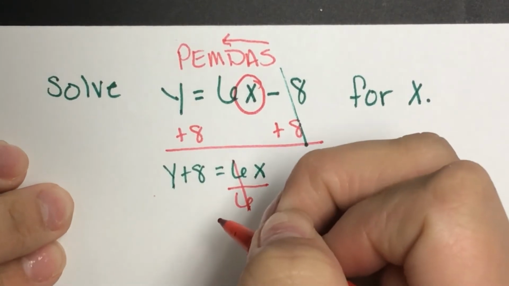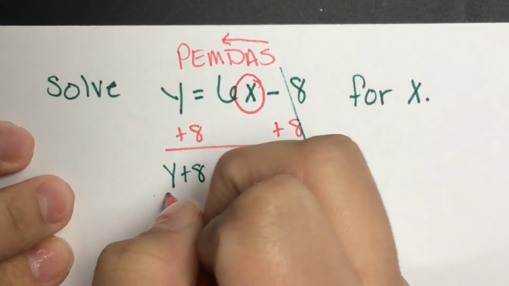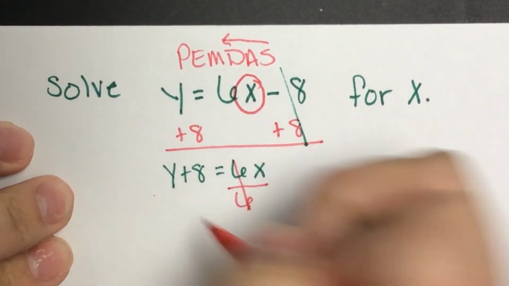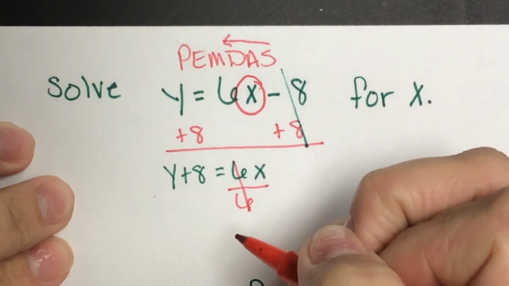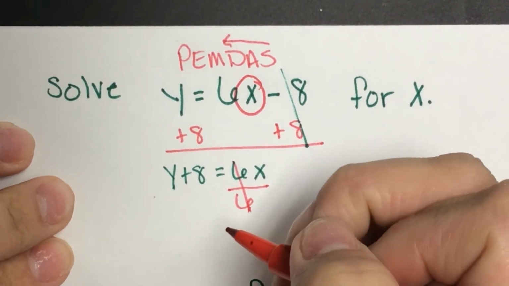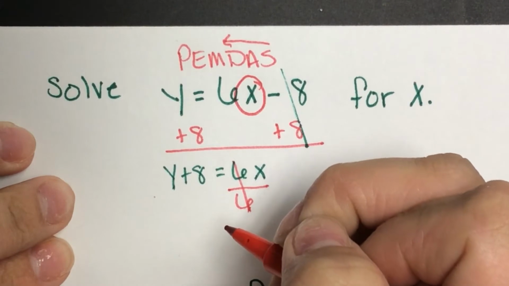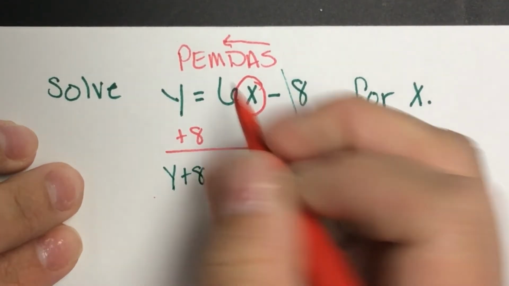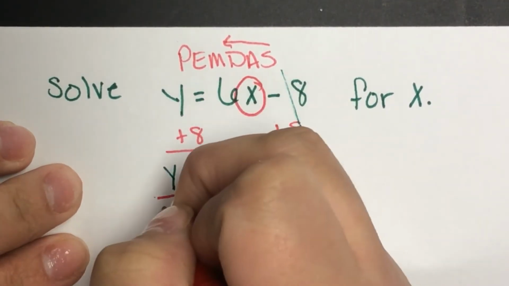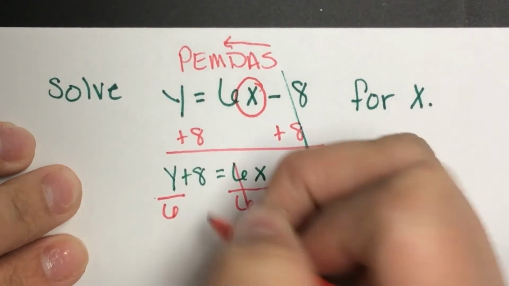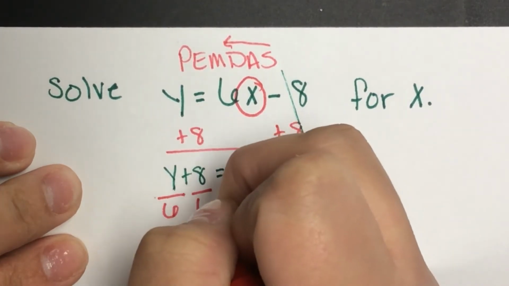Now, this is the weird part. A lot of kids want to make one big division problem and put 6 underneath it. Don't do it. I'm getting you prepared for next chapter, and next chapter is going to require us to individually divide each thing out. So I'm going to divide y by 6, and I'm going to divide 8 by 6.